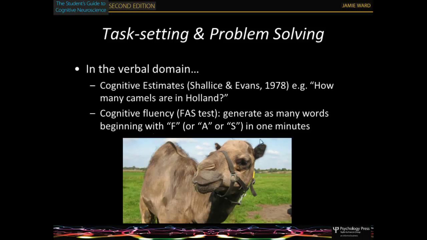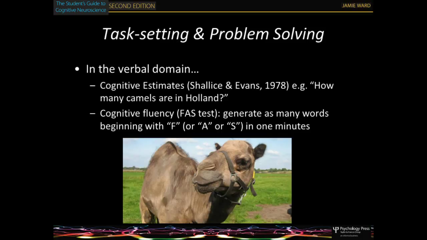This is another test in which you might think, well, it's automatic, but it's actually very hard. So if I just give you 30 seconds to do it. If you have to think of words beginning with the letter F, I'll give you 30 seconds to do this in your head. Okay.